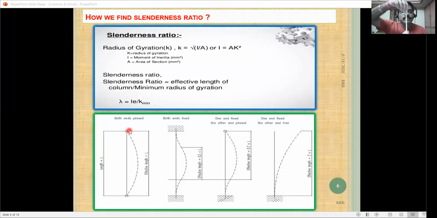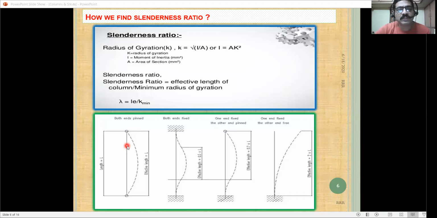But rotation is possible. So in that case, the normal length itself is the effective length, because the column is not able to reduce its length in any way. Even if we apply loading, the same thing happens, and the effective length does not change in the physical position. That's why we consider the effective length equal to L when both ends are pinned.